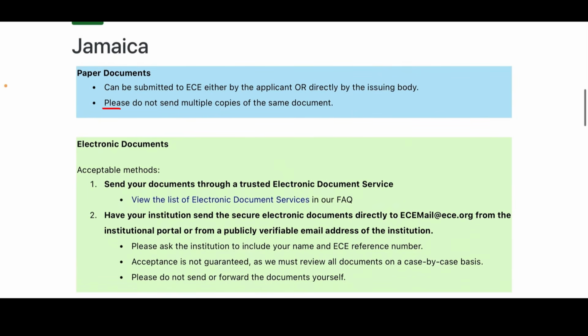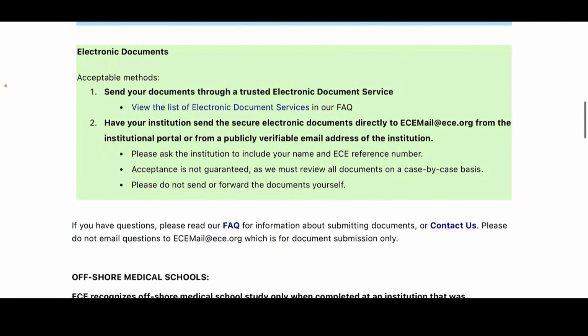So hopefully we get this. And it is saying, please do not send multiple copies of the same document. So when it comes to electronic documents, you will need to use a trusted electronic document service to send that transcript. That's the number one method that they accept. And you can view the list of electronic document services that you can use. This method is not for students to send their transcript or documents to ECE directly. This is for your school, right?